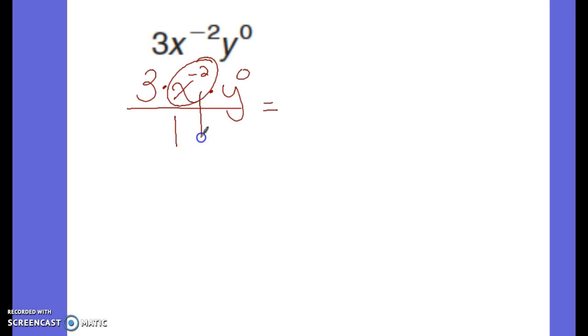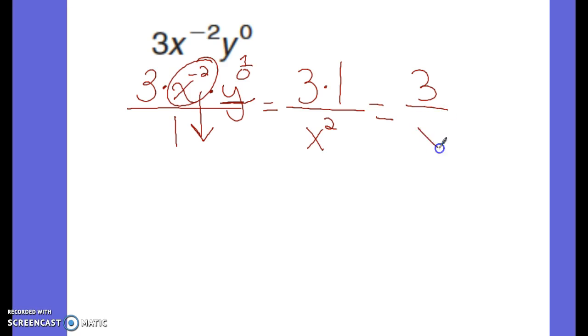The next one, I always do my separation. 3 times x to the negative second times y to the 0. All of this multiplication is over 1. So I think to myself, well, x to the negative second is the only one that has to move down. And I know that y to the 0 is technically the number 1. So I have 3 times 1 that stayed in the numerator, and x squared moves to the denominator, so I get positive 3 over x squared as my final answer.